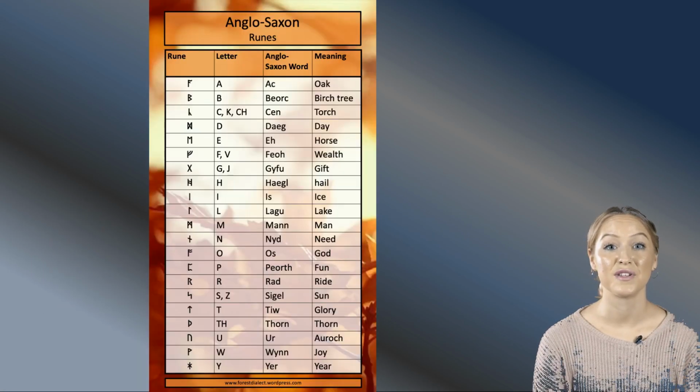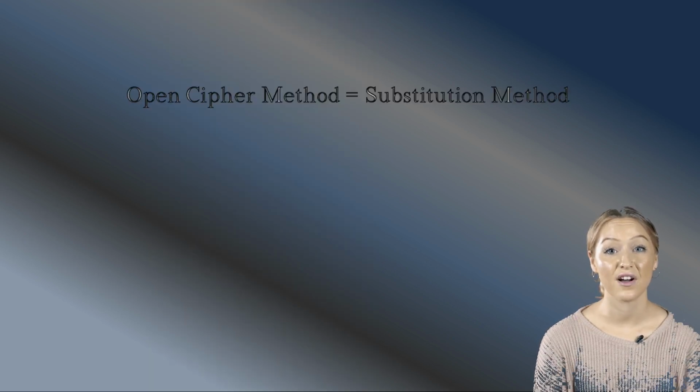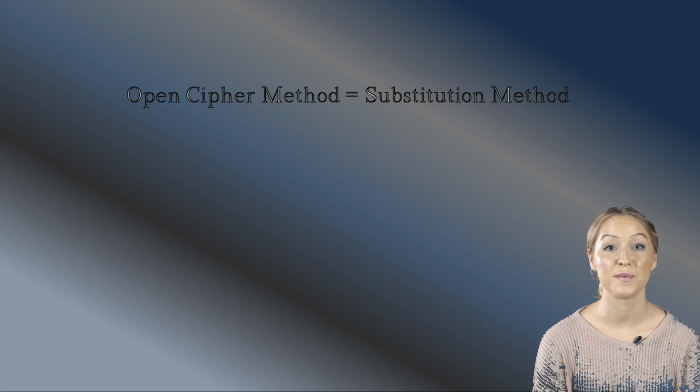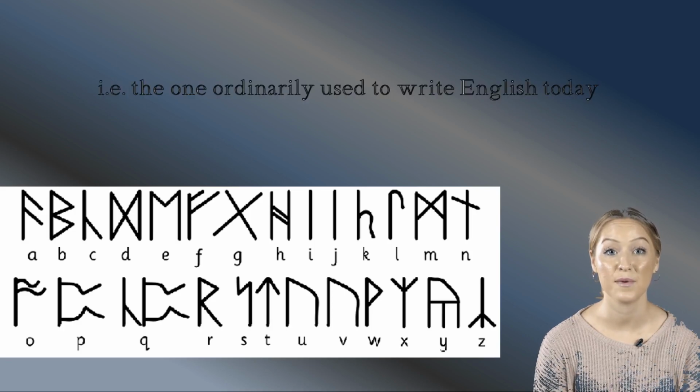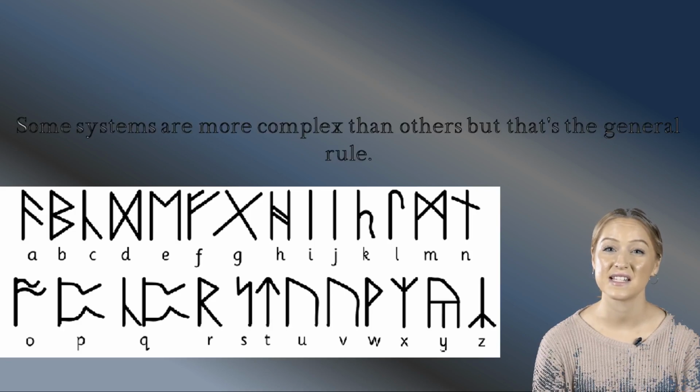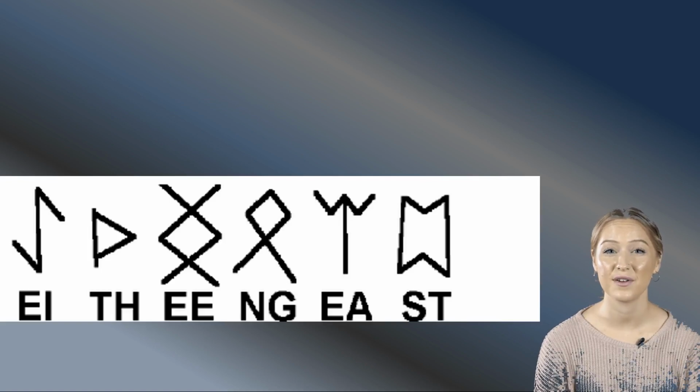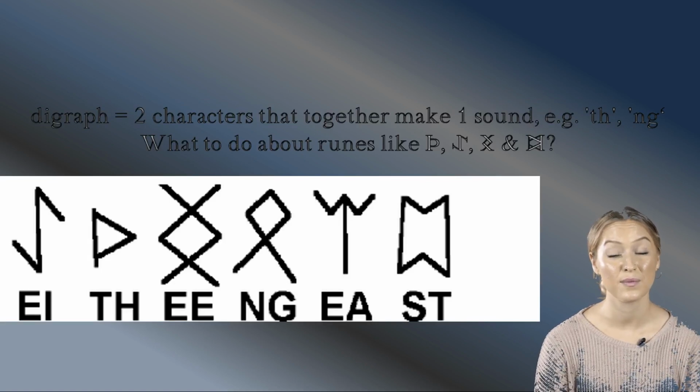Thanks, Stan. I've sometimes heard Rune Man call the open cipher method the substitution method. It's often chosen by those who already know how to read or only care so much about history. It's pretty basic. Take the Latin alphabet and replace letters with runes. Its main problem is how to handle characters that do not have one-to-one equivalents, such as those represented by digraphs in Latin script.